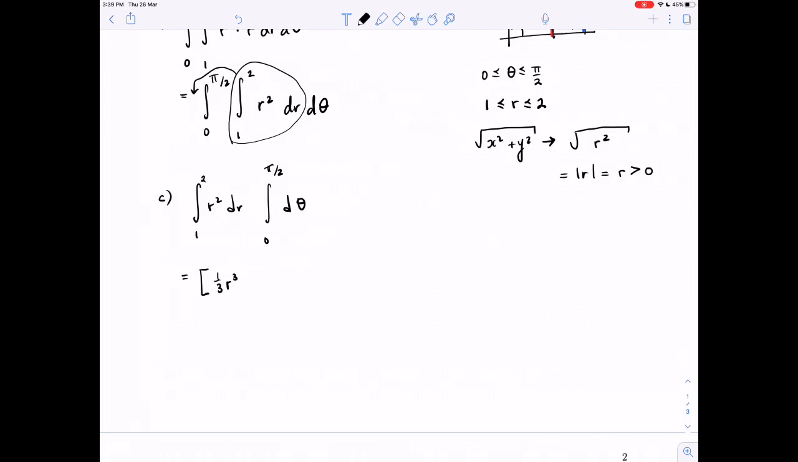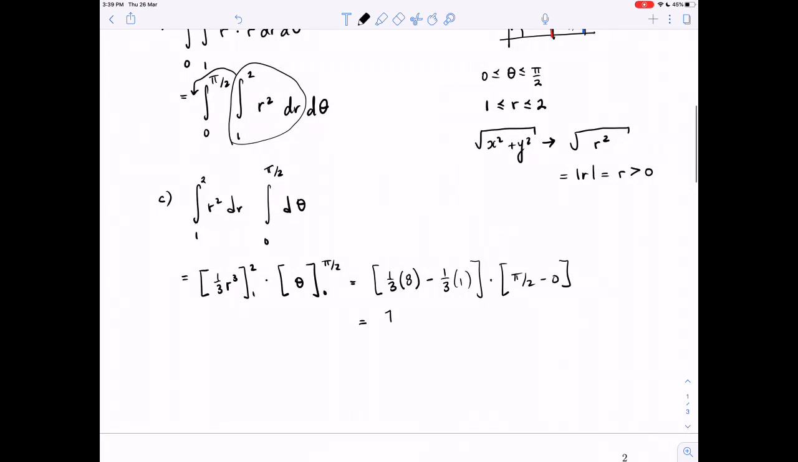So 1/3 r cubed from 1 to 2 times theta from 0 to pi over 2, and then a little bit of subtraction here using the fundamental theorem. So 1/3 of 2 cubed, which is 8, minus 1/3 of 1 cubed, which is 1, times pi over 2 minus 0. So let's simplify our fractions here. 8/3 minus 1/3 is 7/3. So 7/3 times pi over 2 is going to give me a final answer for this double integral of 7 pi over 6.